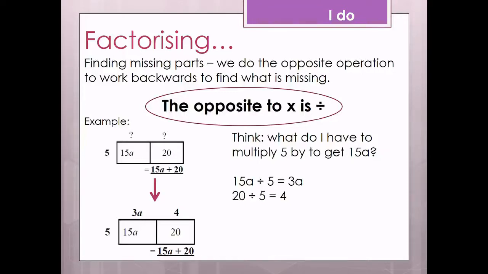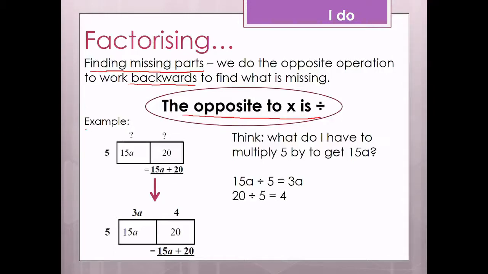So in factorising, when we do the area of a rectangle, we're essentially just finding missing parts. So we're doing the opposite operation, and we're working backwards. So working backwards to find what's missing. And then I remind you here that the opposite of multiplying is dividing. So we're going to be doing a fair bit of dividing.